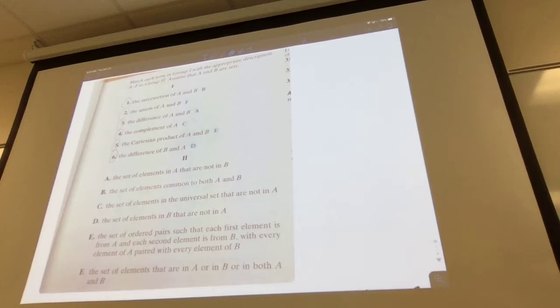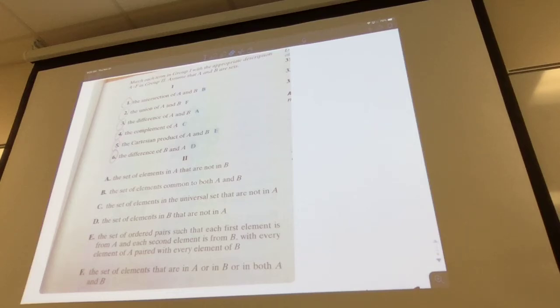So what happens when you have a union is you want to include one of everything. You look at the elements in A and you include them. You look at the elements that are in B and you include them, or if they're in both A or B. So for part number 3, the difference of A and B is you take everything that's in A that's not in B.